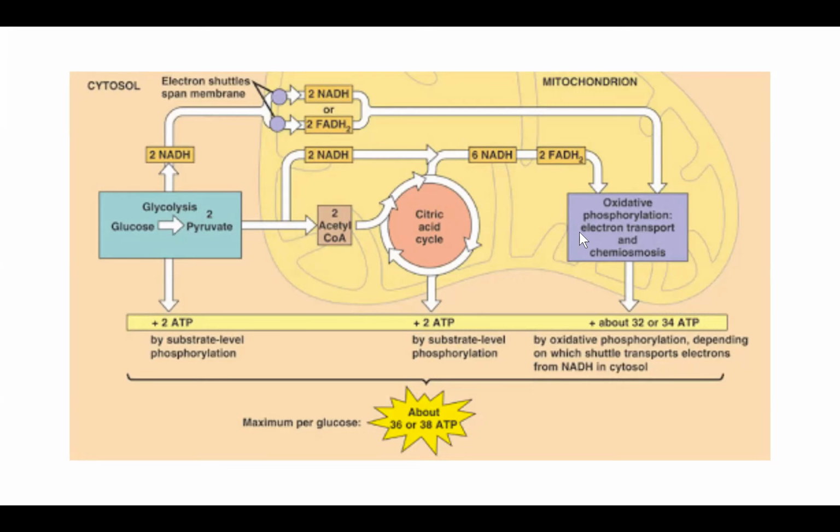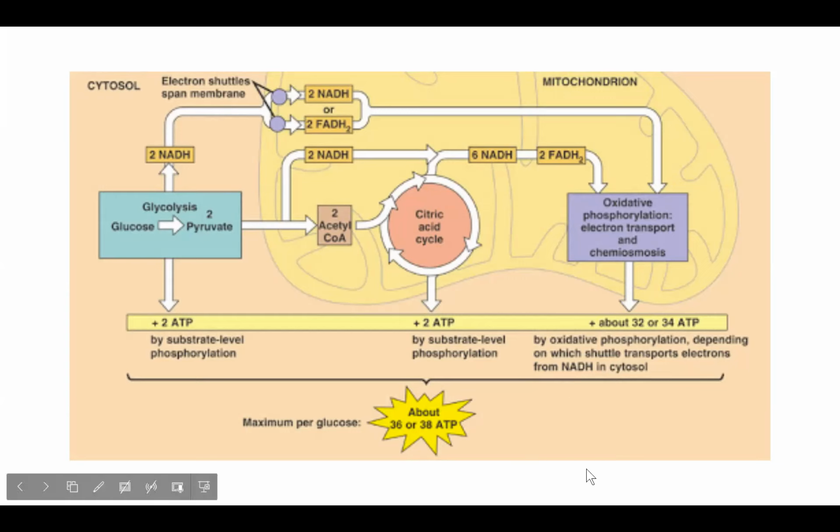Then oxidative phosphorylation, including the electron transport chain and chemiosmosis, is where we produce most of our ATP, 34 ATP, and where we're going to use those electrons to power our electron gradient in our electron transport chain and chemiosmosis.